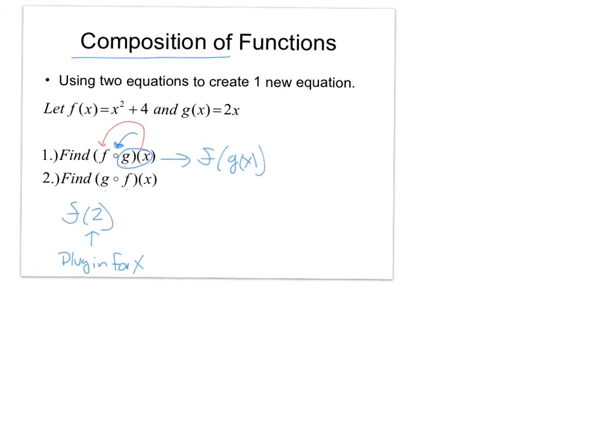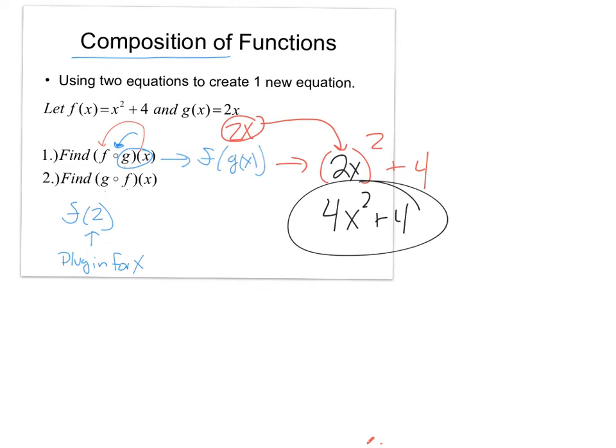So now what that means is, with this problem, anywhere I see an x, I'm actually going to look at the fact that g of x is the same as 2x. So I'm going to go ahead and write out f of x. Okay, and so f of x, and I'm going to put parentheses, is x squared plus 4. Well, everywhere I see an x, I'm now going to replace it with 2x, because that is what g of x is. So then I square it, and the 2 gets squared, and the x gets squared, and I end up with 4x squared plus 4.